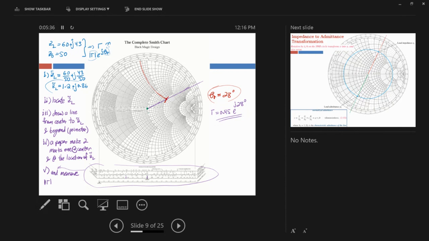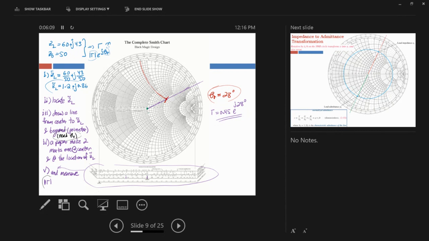And when you go to the beyond and perimeter, you have to read theta r from where it says the angle of reflection coefficient. Now you have the angle up here, and then you have the magnitude down here. You have the gamma, or the reflection coefficient, of this particular case.